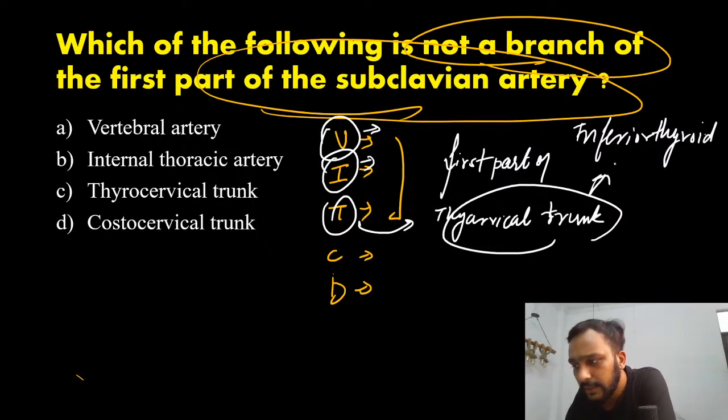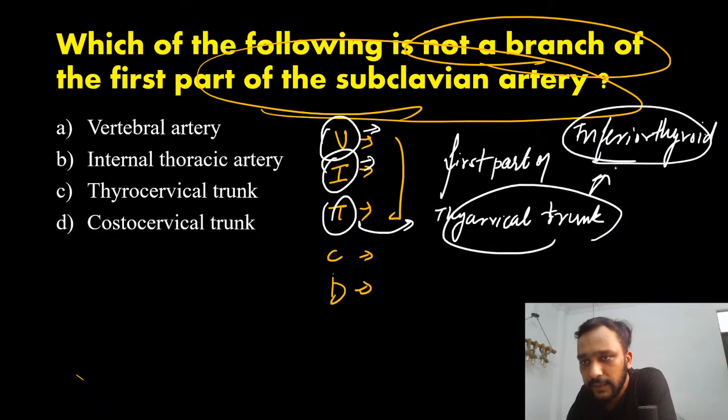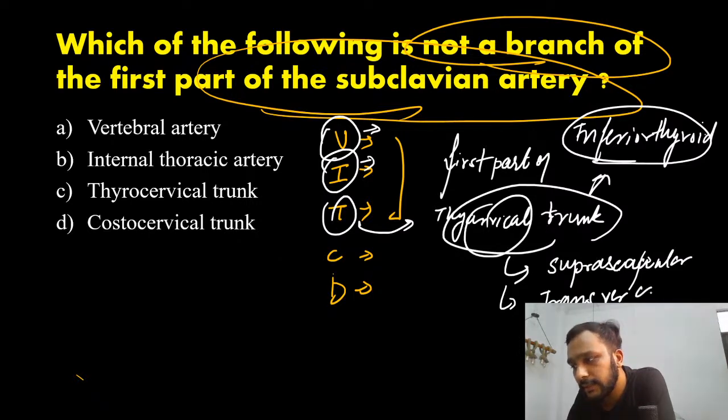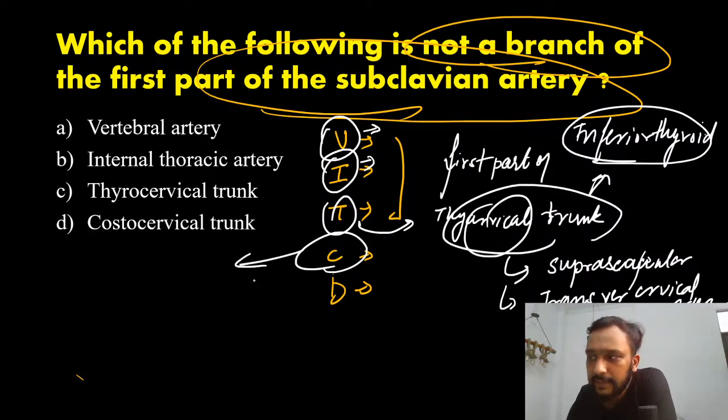Okay, inferior thyroid artery. Then the cervical branches will include, very good, your suprascapular artery and your transverse cervical artery. Very good. Okay, now tell me about C.